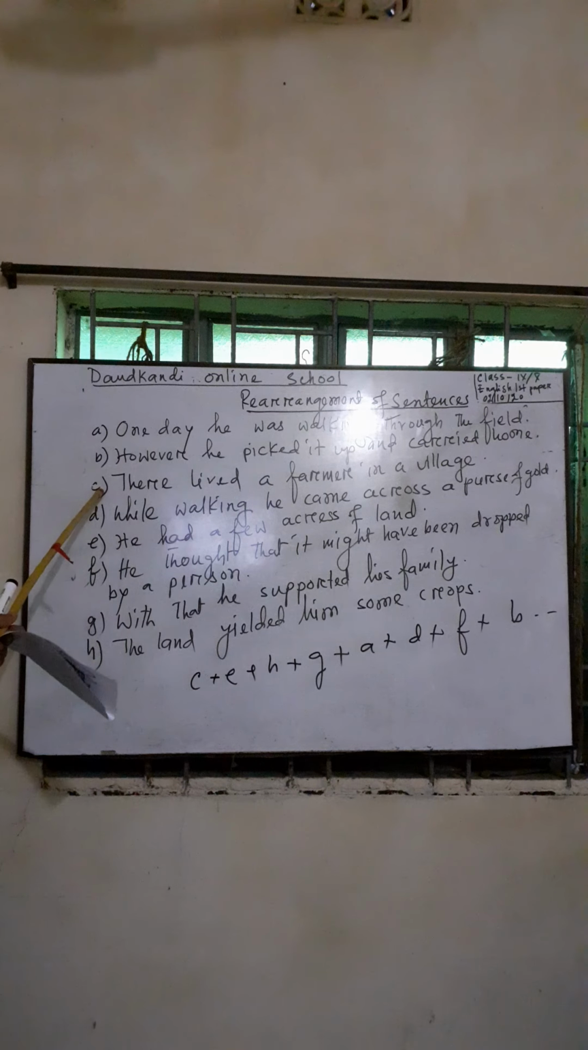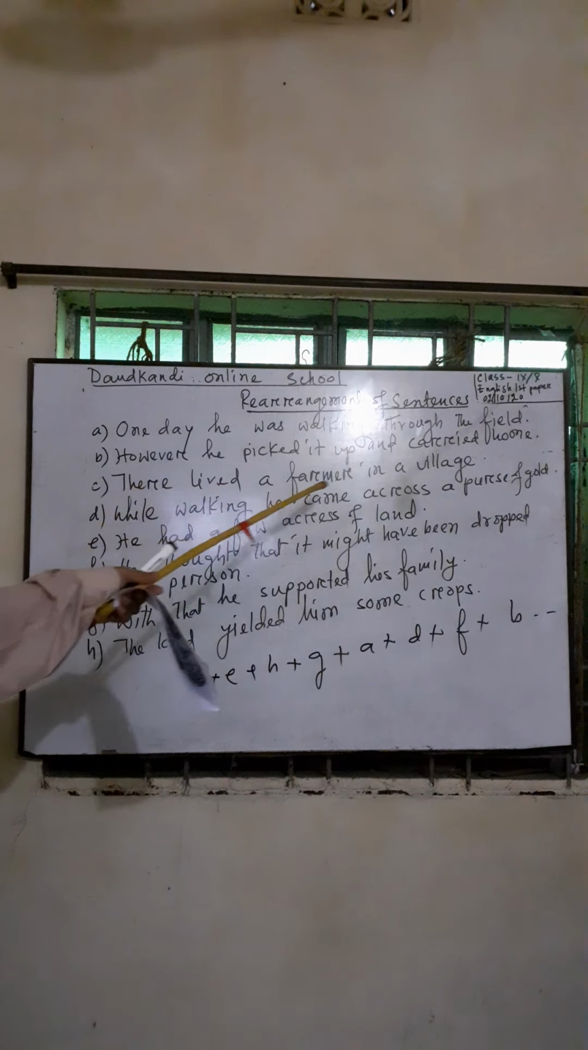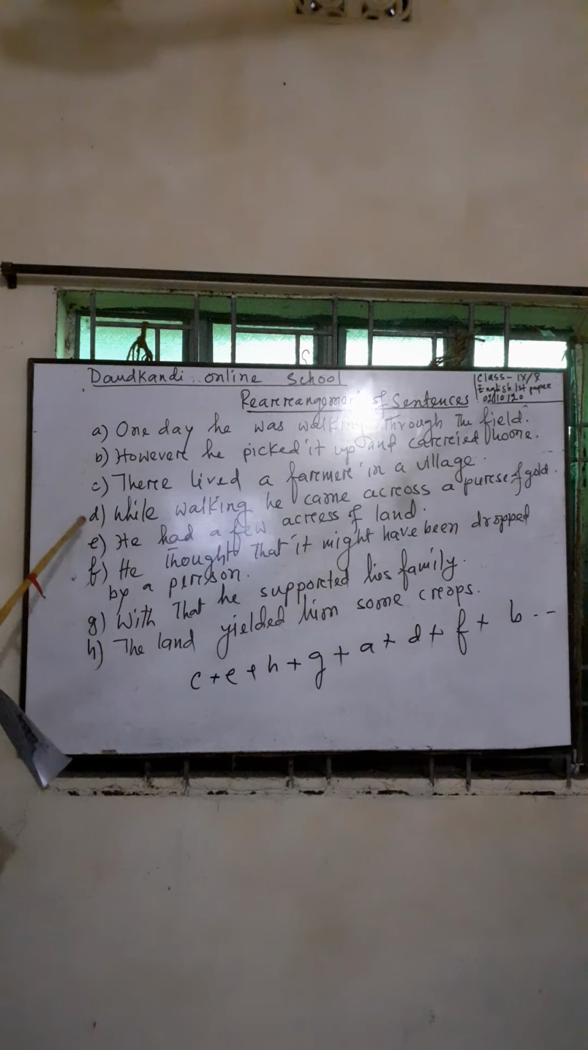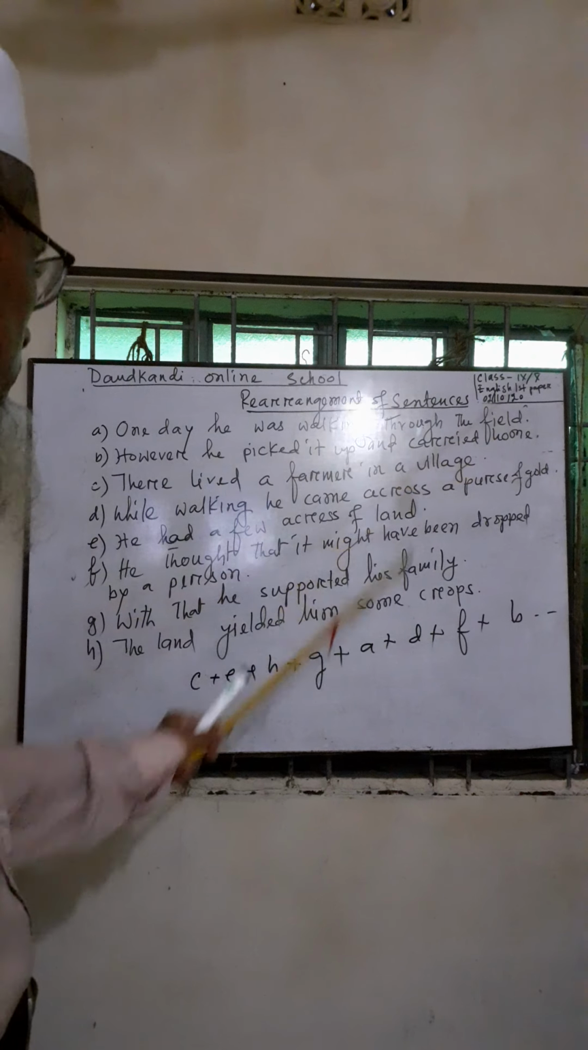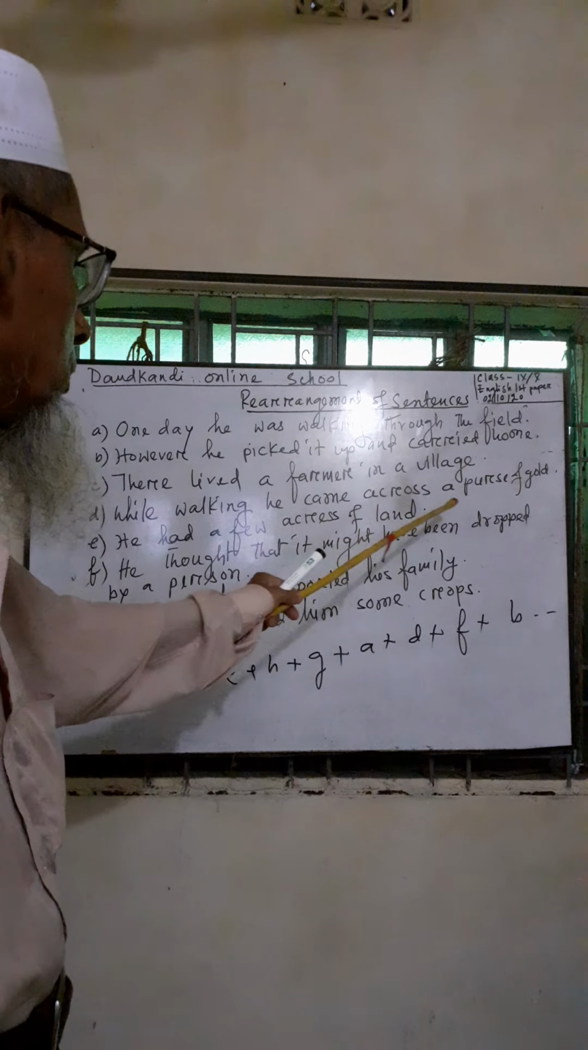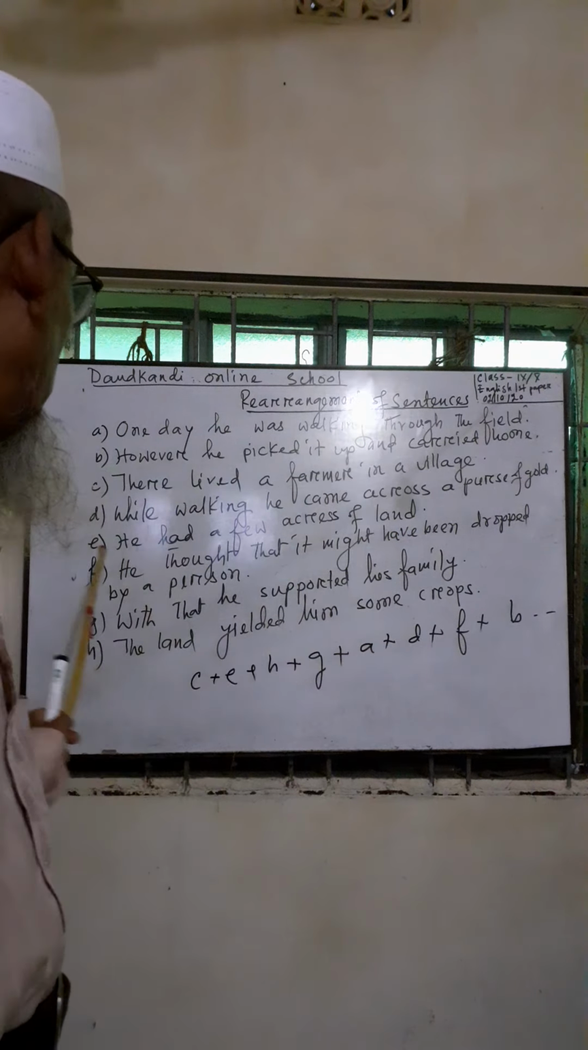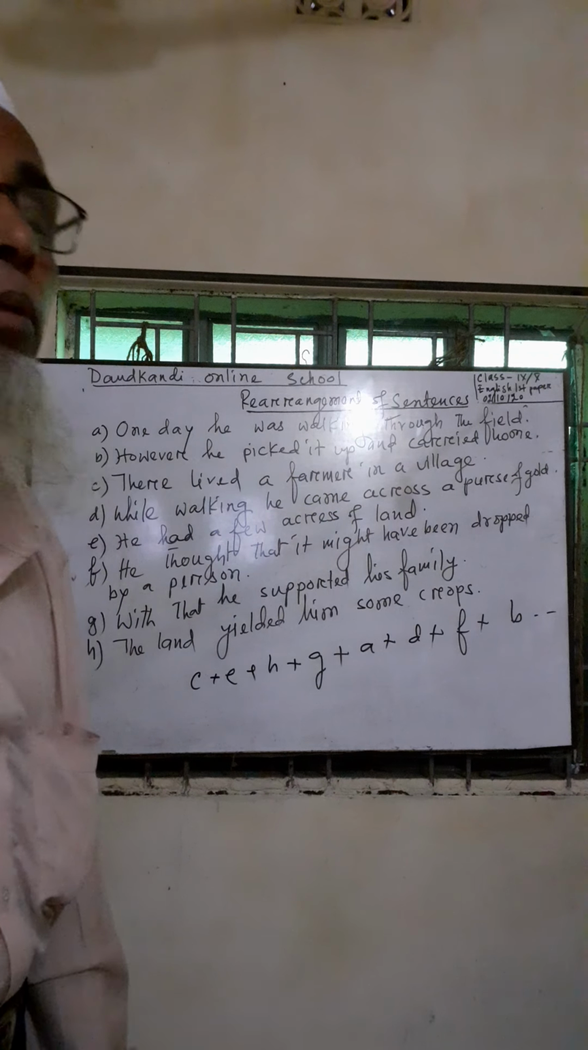Dear students, see, there lived a farmer in a village. This sentence will come at the first position. Second, he had a few acres of land. Number three, H, the land yielded him some crops. H, Z, with that he supported his family. A, one day he was walking through the field. Number D, while walking he came across a purse of gold. F, he thought that it might be dropped by a person. F. Number B, however he picked it up and carried home.